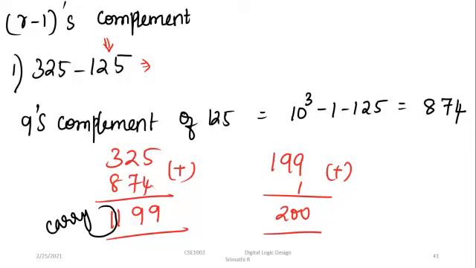If there is a carry, the r minus 1's complement is just the opposite of r's complement. If there is a carry, add the carry to the result. This is otherwise called the end around carry. Add the carry to the result: 199 plus 1 is 200.